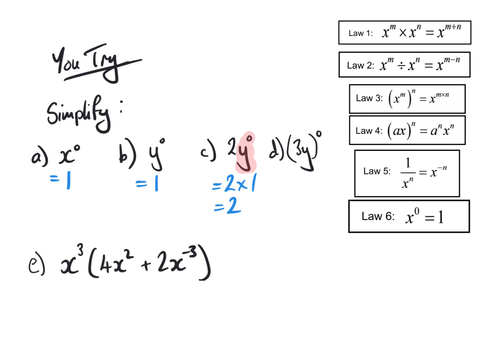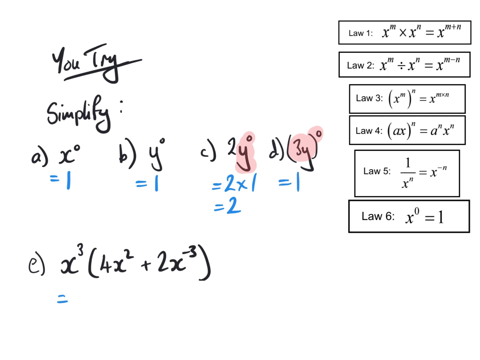For example D, again we have 3y all to the power of 0. Again we've got to think about what this 0 is actually acting on. The power here is the power on the bracket, so it includes everything inside the bracket. So the bracket to the power of 0 here means everything in here is to the power of 0, and therefore that whole thing is just going to become 1.